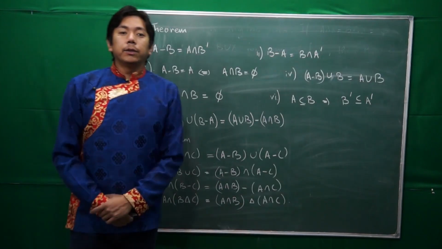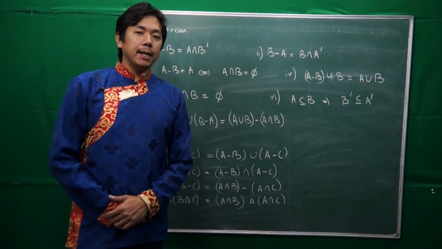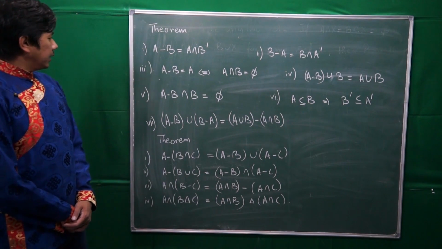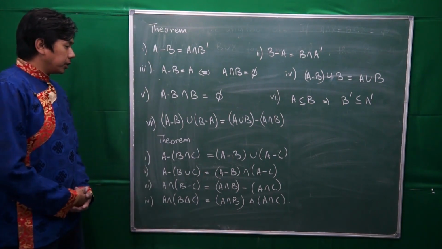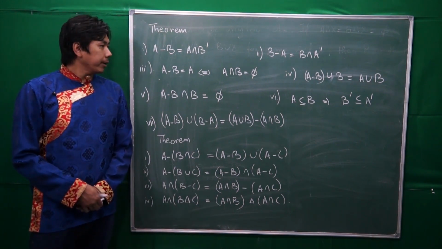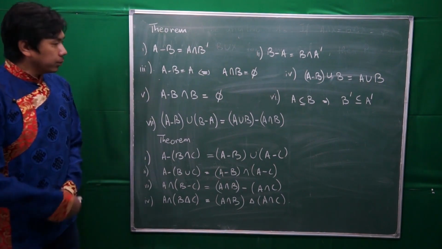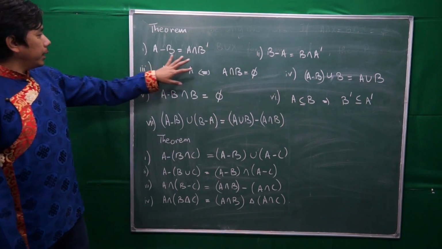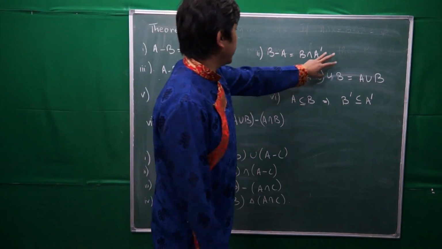Simple. So next we are going to study certain theorems based on the operations and algebra of sets. These are certain operations that are useful in certain questions, mostly complex questions based on IITs. The formulas are such that you have to use them to solve certain questions. So A minus B would be A intersection B complement. Similarly, B minus A equals B intersection A complement.